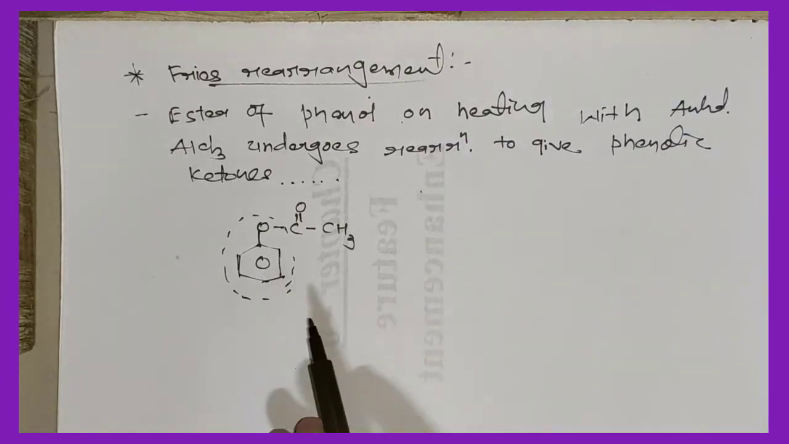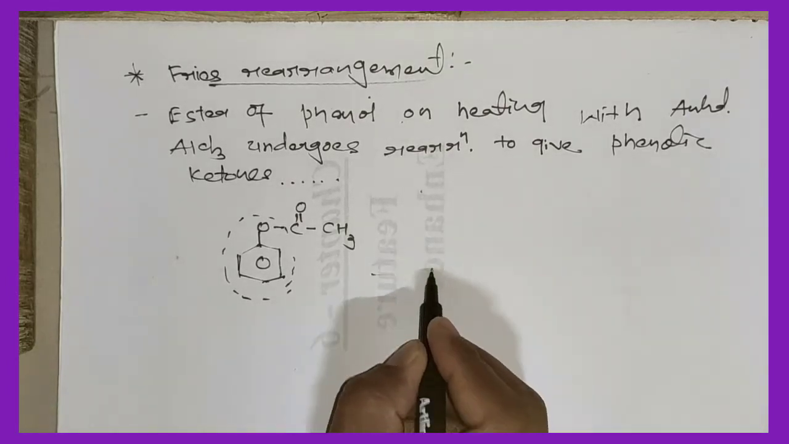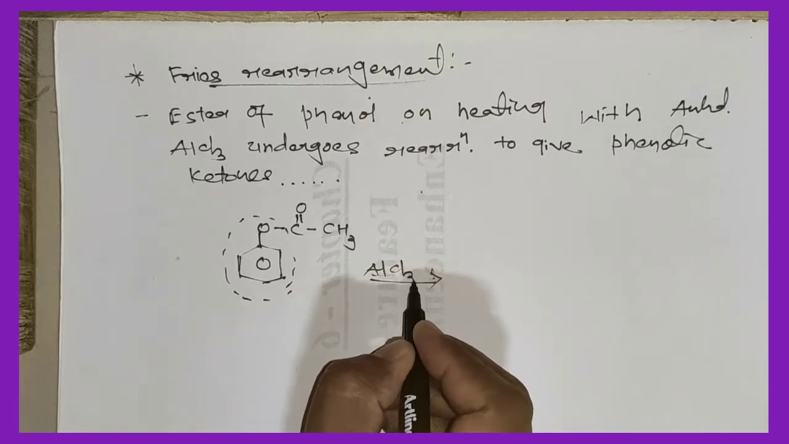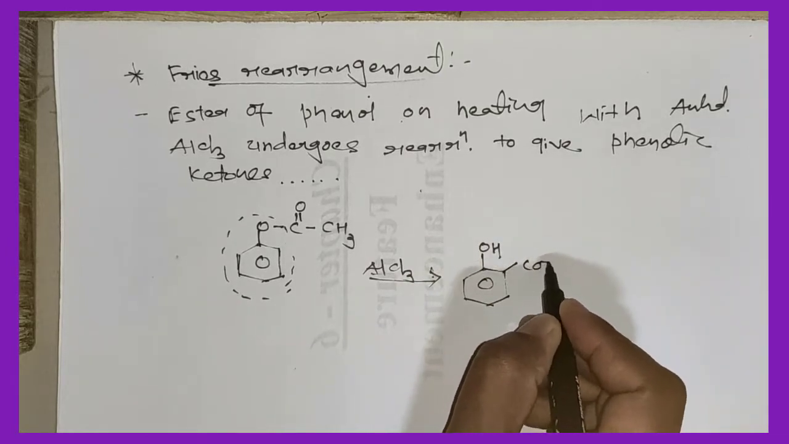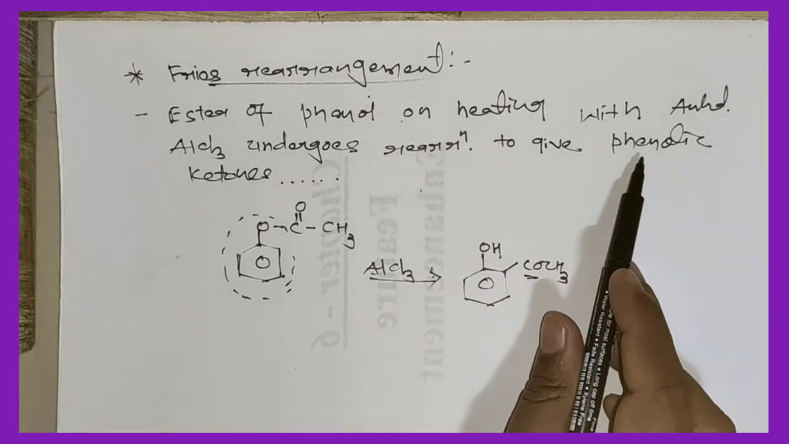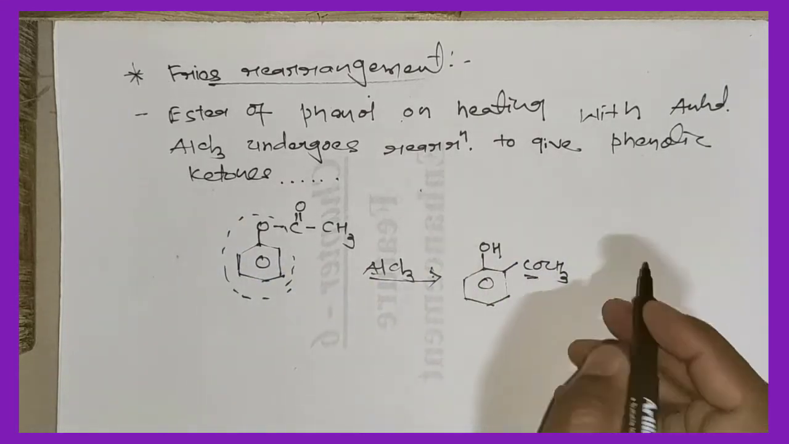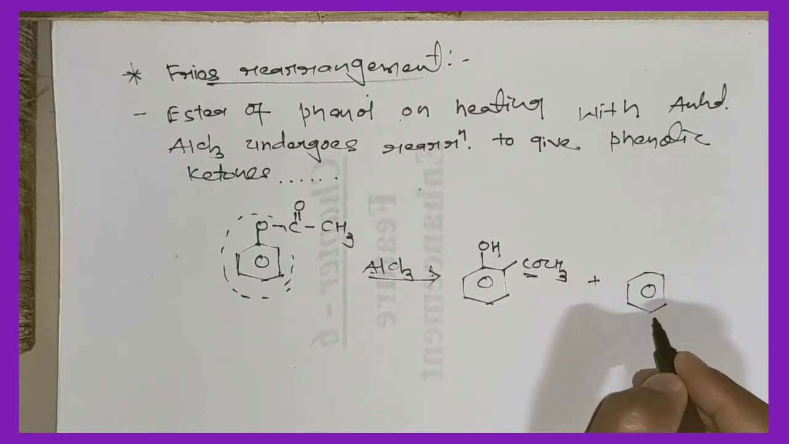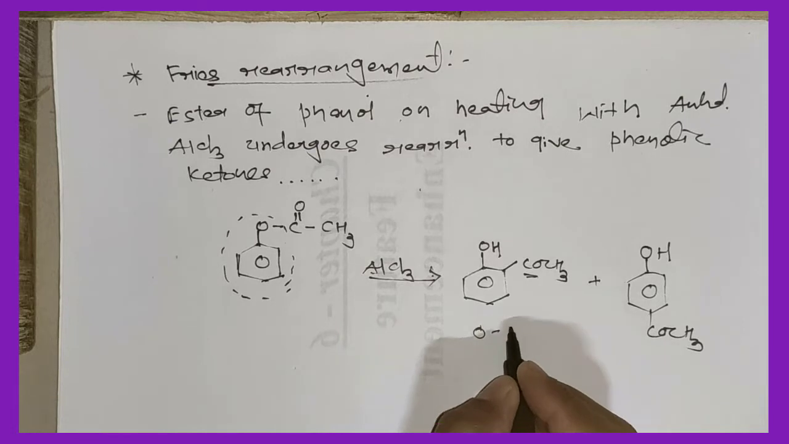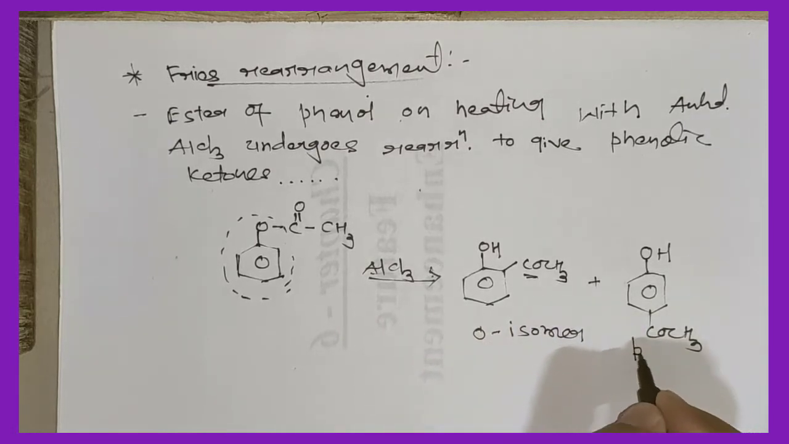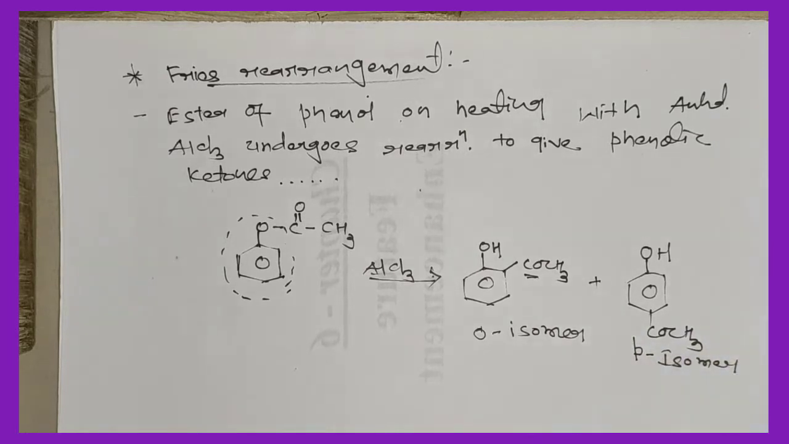So here your starting material is phenolic ester, which is on reaction with the anhydrous AlCl3. So two products are formed mainly. One is ortho-ketophenol, so the final product is phenolic ketone, and the second product is para-ketophenol. So one is the ortho isomer and the second one is the para isomer, right? Both isomers are possible, but due to steric repulsion, the para isomer is formed as the major product.